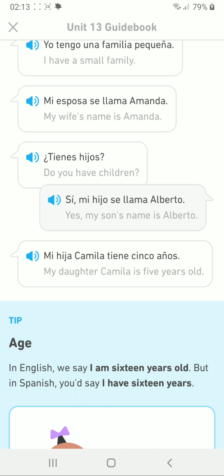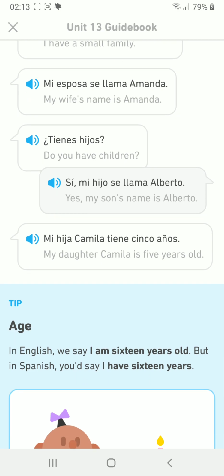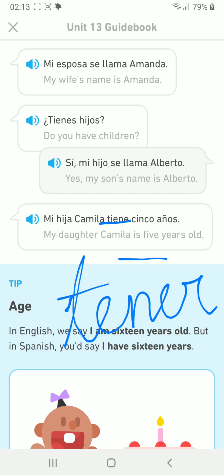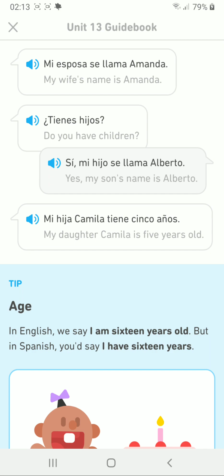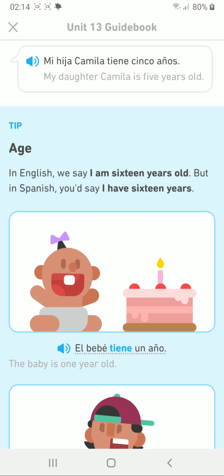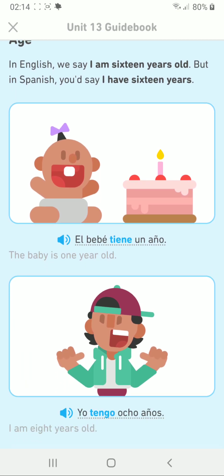Mi hija Camila tiene 5 años. My daughter Camila is 5 years old. Notice here, very important, that you say I have in Spanish. You don't say I am. The verb is different. It's the verb tener, and it's not the verb ser. I am, it's I have in Spanish. So for age, in English we say I am 16 years old, but in Spanish we would say I have 16 years. So el bebé tiene un año.